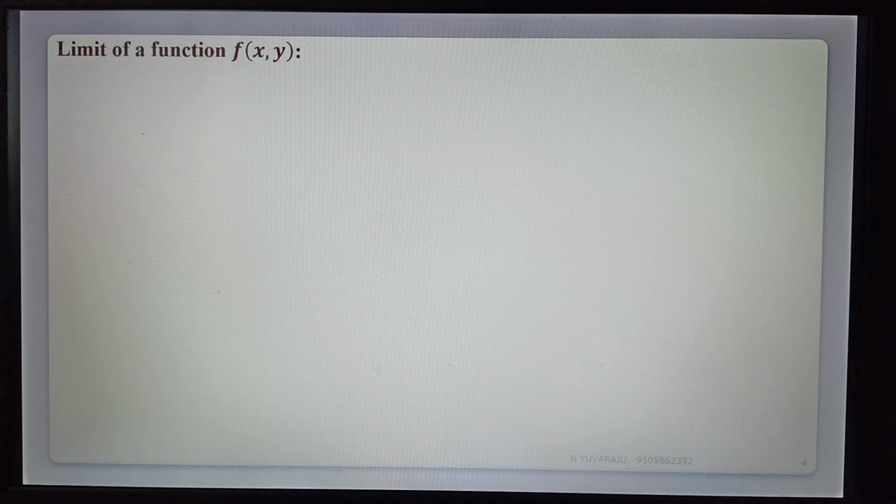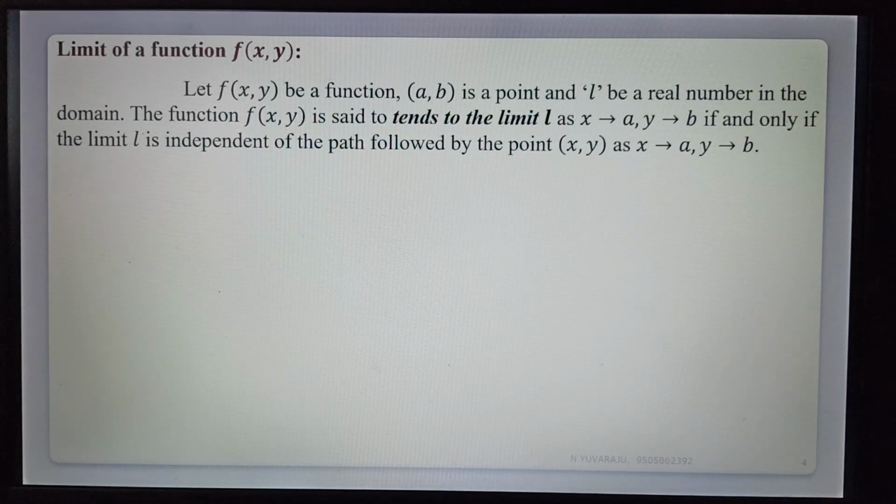Now we are finding the limit of a two variable function, that is f of x comma y. See the definition first. Let f of x comma y be a function, and the point a comma b be a point in the domain, and L be a real number. The function f of x comma y is said to tend to the limit L as x tends to a, y tends to b if and only if the limit L is independent of the path followed by the point x comma y as x tends to a, y tends to b.